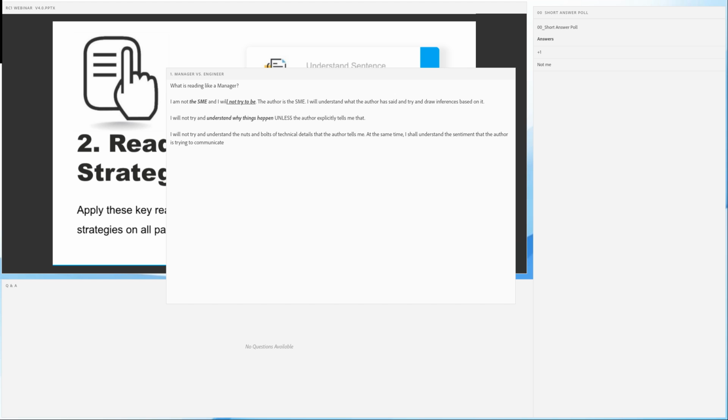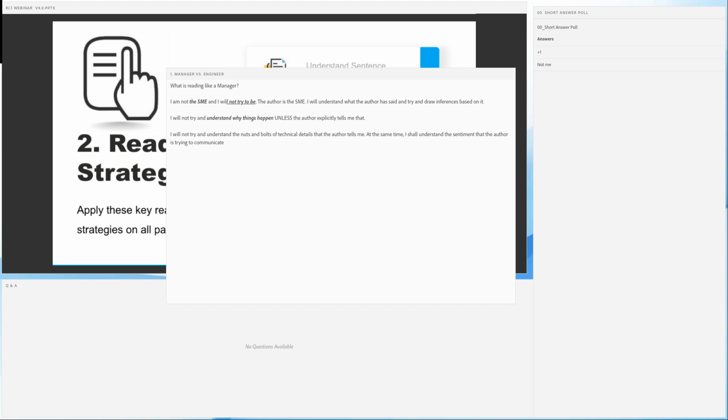Focus on the why only if the author tells you. Don't focus on the why otherwise. Okay. Now, in some passages, you will get technical details, and a lot of people really try to understand each and every aspect of the technical detail that's provided to you. Remember this: you're not supposed to know technical details.